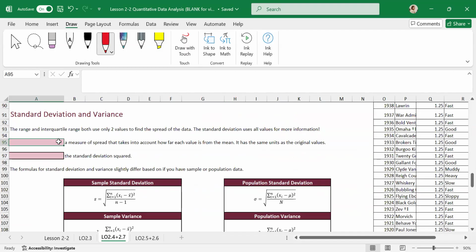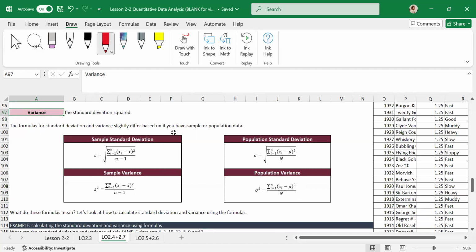The first one that we're going to learn to calculate is the standard deviation. It's a measure of spread that tells you how far every single data value is from the mean. The variance goes with the standard deviation because it's actually just the standard deviation squared. So in order to find the standard deviation, you have to know how to find the variance. And actually, if you wanted to find the variance first, you could also use that to find the standard deviation. So the two always go together.